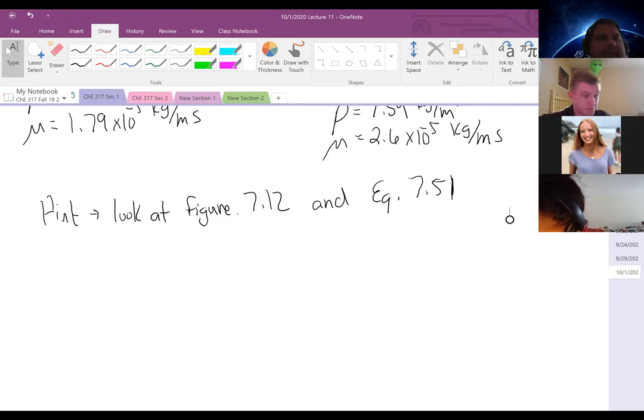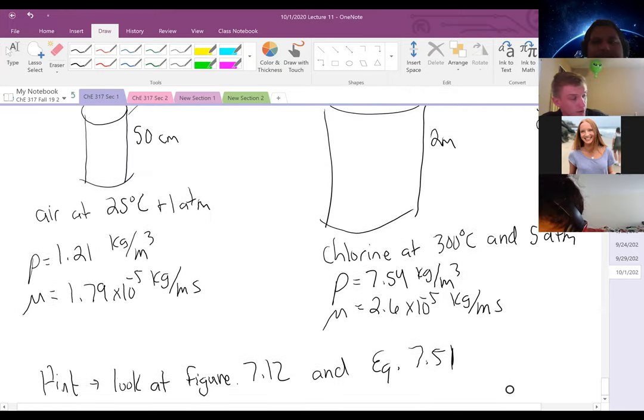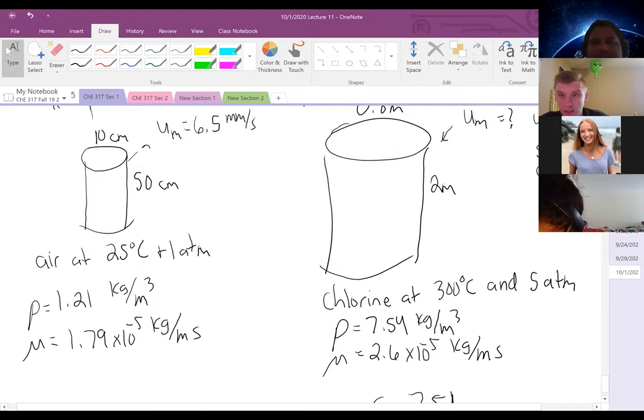I have a question. Yes. If air is our fluid, and on figure 7.12 it says the void fraction is 0.5, how is that constant? Why doesn't that change depending on, you know, the size of the particle?